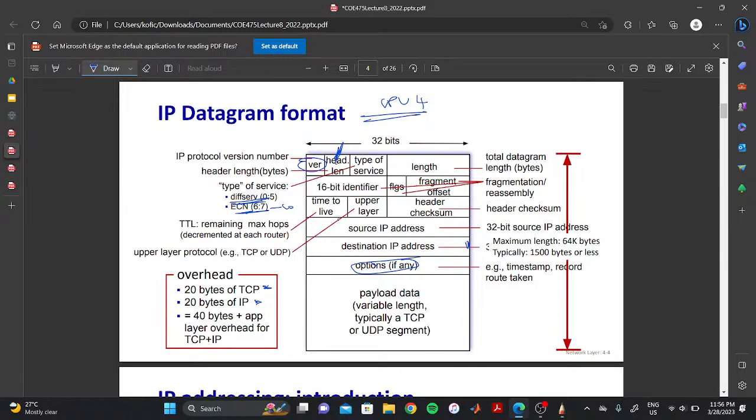Right. Then the DiffServ field is used to differentiate between different classes of traffic, which can be given different services based on the traffic class. That makes sense. This is the length, the length of the total datagram. You understand? This is the time to live field.